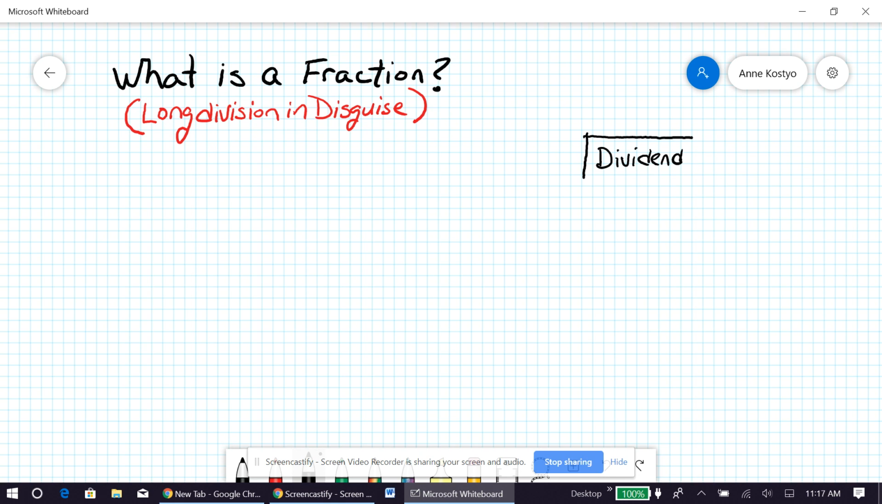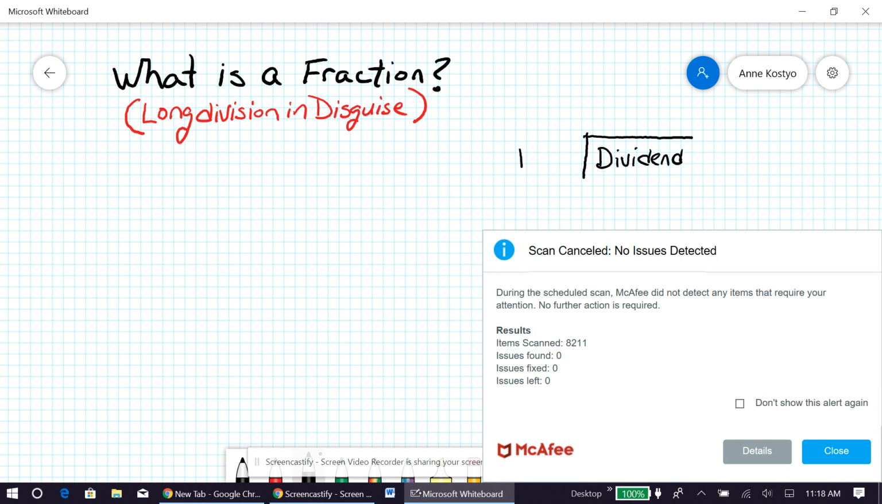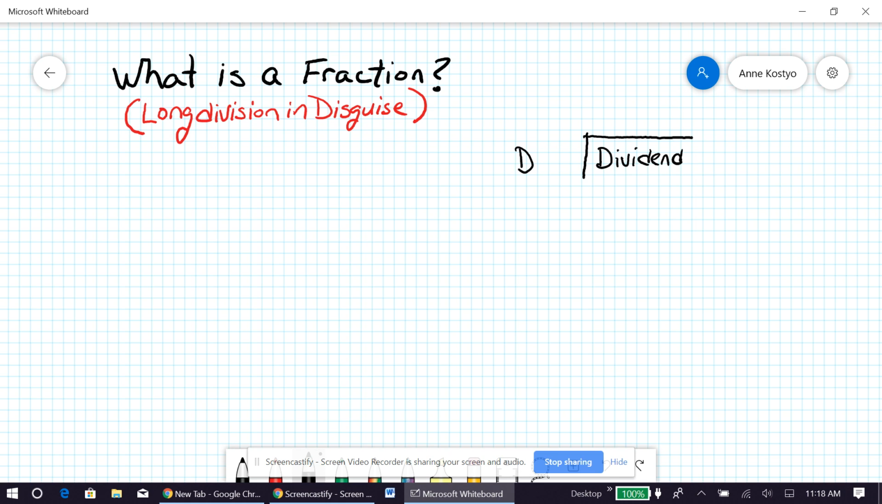Okay, and right outside of our division house, we have a divisor that does the work on the dividend into splitting it into pieces. So then the answer will be a quotient. All right, that looks familiar. We've seen that before. But let's look at a fraction.